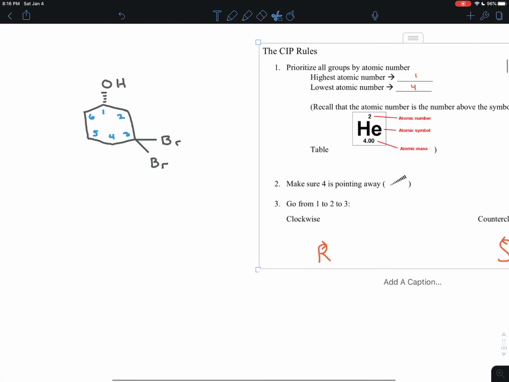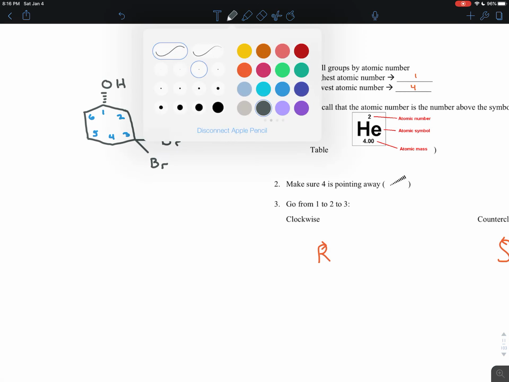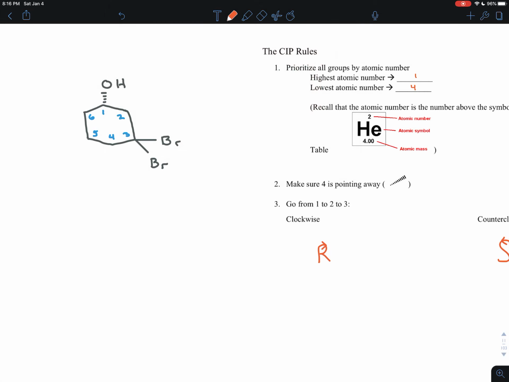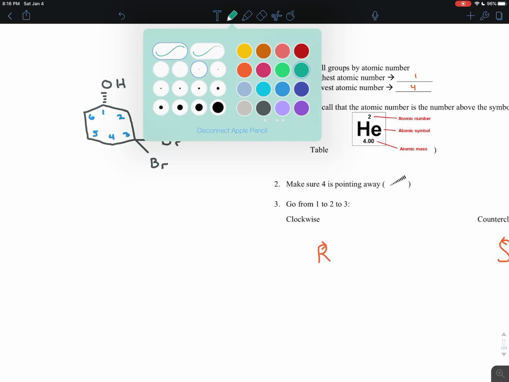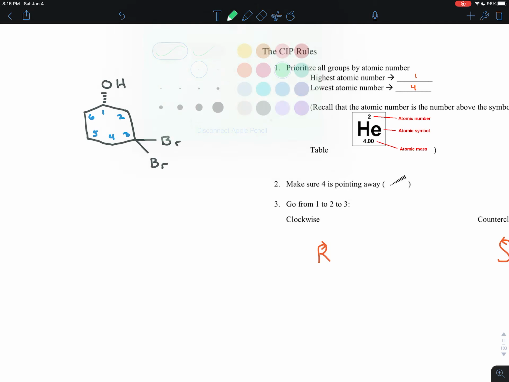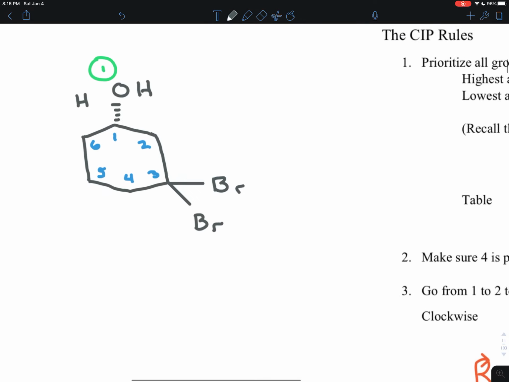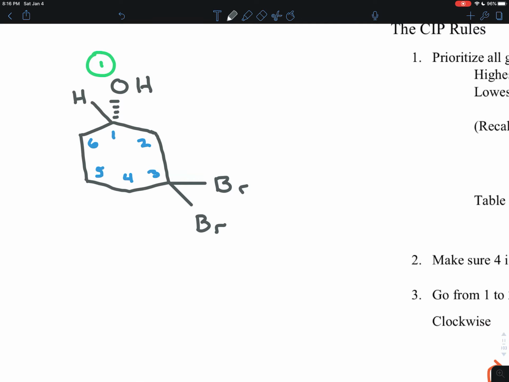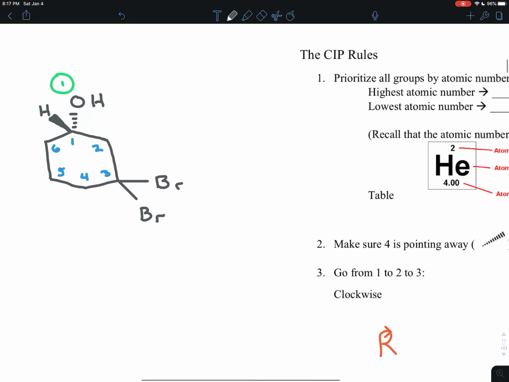So the first thing we want to do is to assign priorities. We know that the oxygen has the highest atomic number of 8, so it gets the highest priority of 1. Next, we have 2 carbons on each side, and the other thing that we have is a hydrogen. Now the hydrogen is implied, and the other thing you would want to remember is that this hydrogen has to be coming out at us. It's really important that you can recognize that.